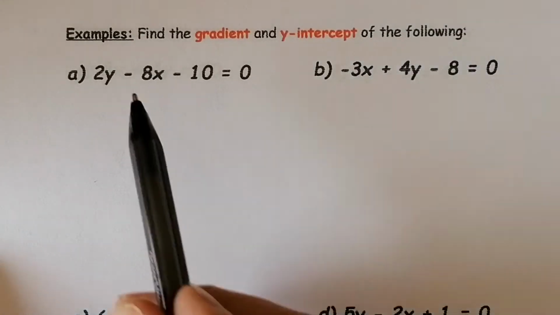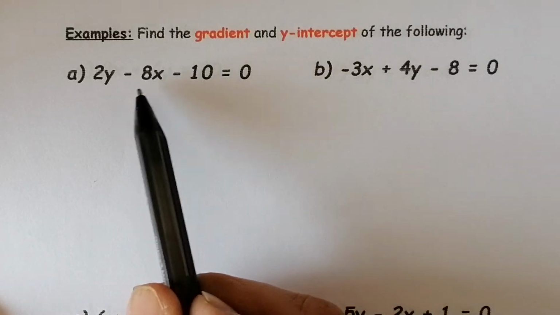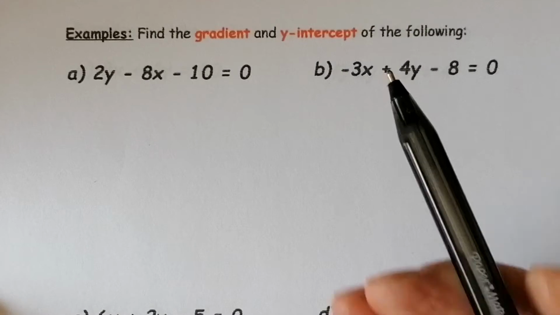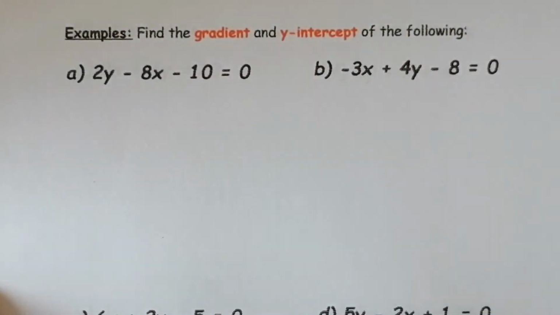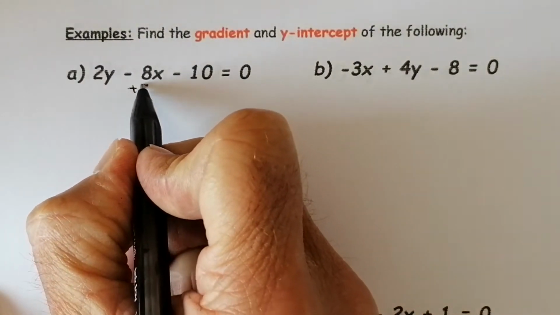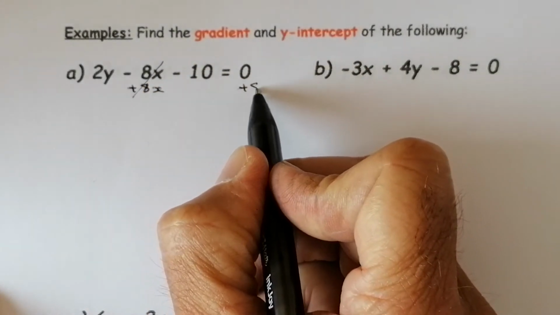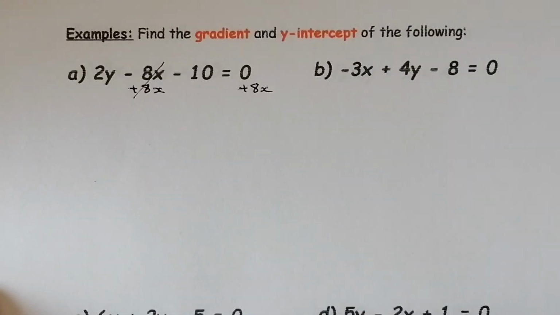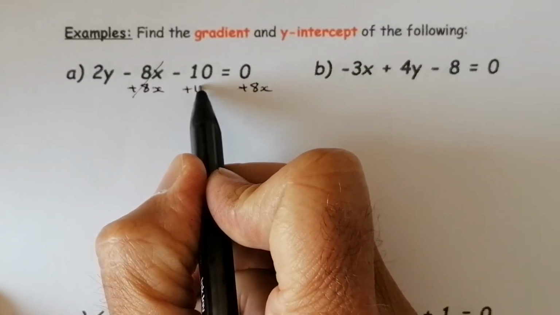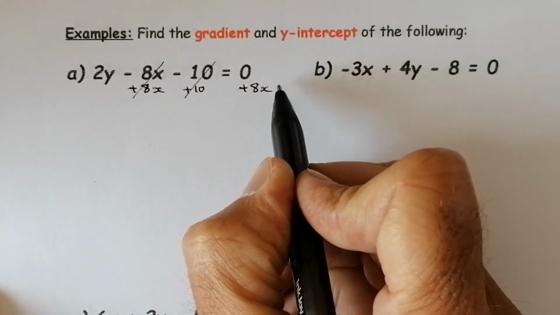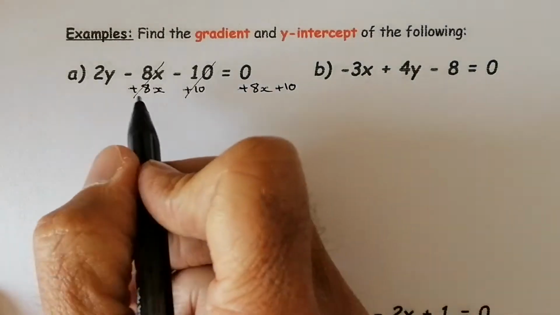Okay then, so the first one here, I've got 2y minus 8x minus 10 equals 0. And I'm going to get that into the form of y equals mx plus c. So the first thing I want is to get the minus 8x to the right hand side. So I'm going to add 8x onto this side, and that will eliminate it there. I'm going to add 8x onto the right hand side. If I've got take away 10 on that side, I'm going to add 10 on, and that will eliminate that there as well, and I'll add 10 on to the right hand side. So we'll write out what that will look like now.